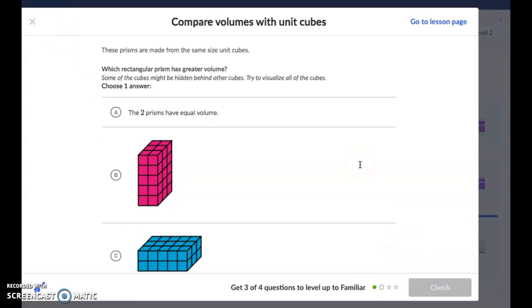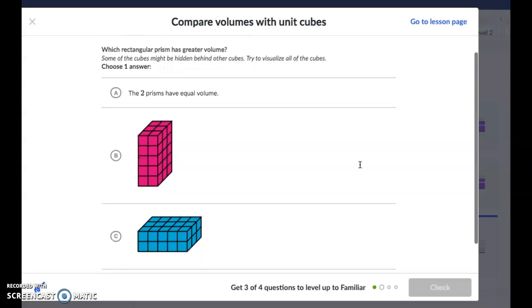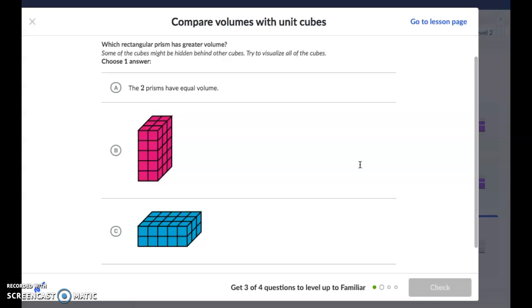These prisms are made from the same size unit cubes. Which rectangular prism has a greater volume? So same problem we just had. Are they equal, or we have to figure out which one of these has a greater volume? So again, I'm going to use my volume equals length times width times height. I apologize, I can't write on here. So we're going to have to do it in our heads.